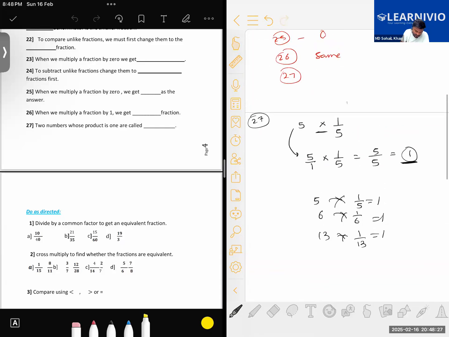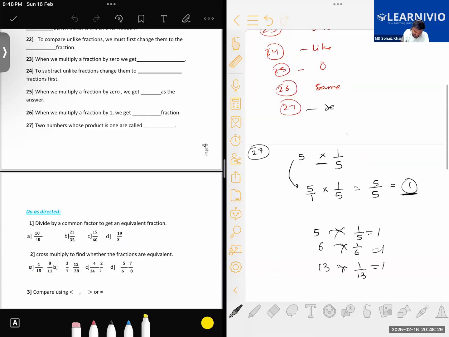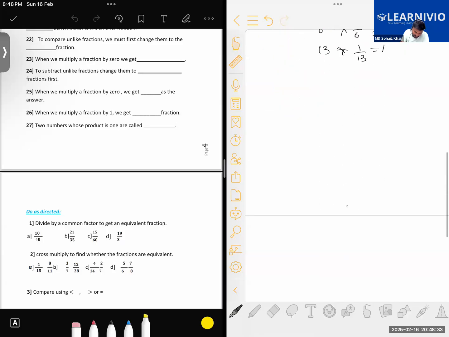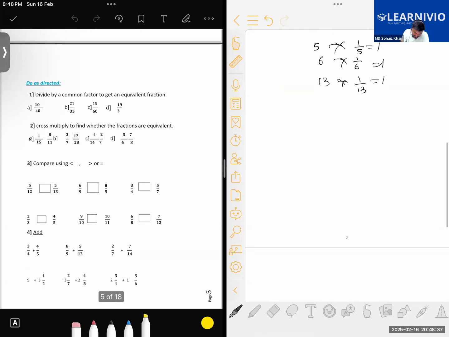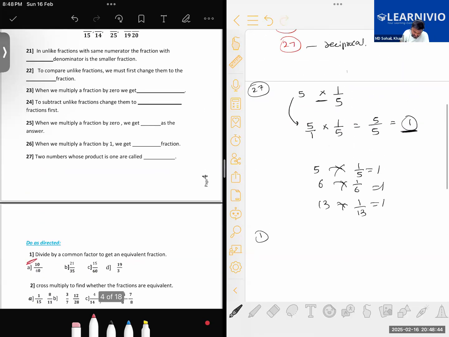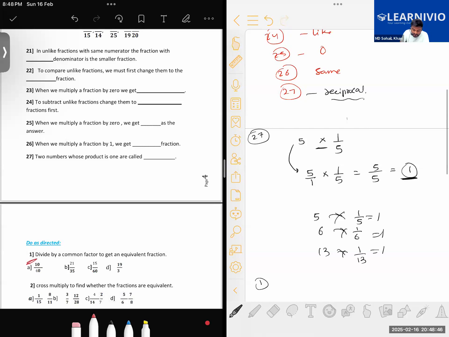So for the 27th, the answer is reciprocal. Write it down fast.